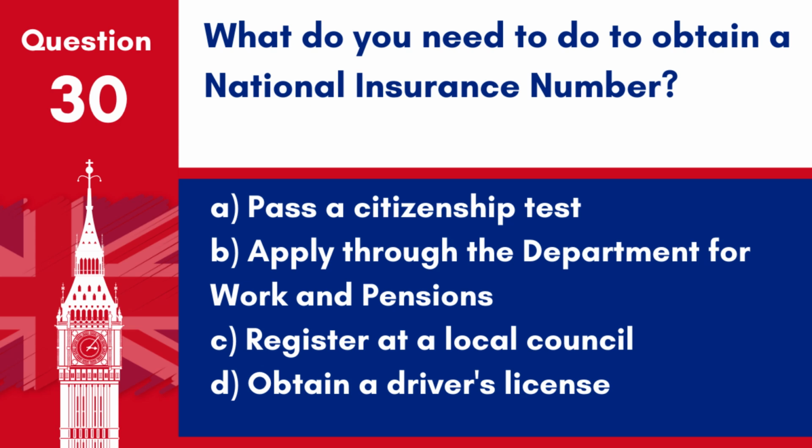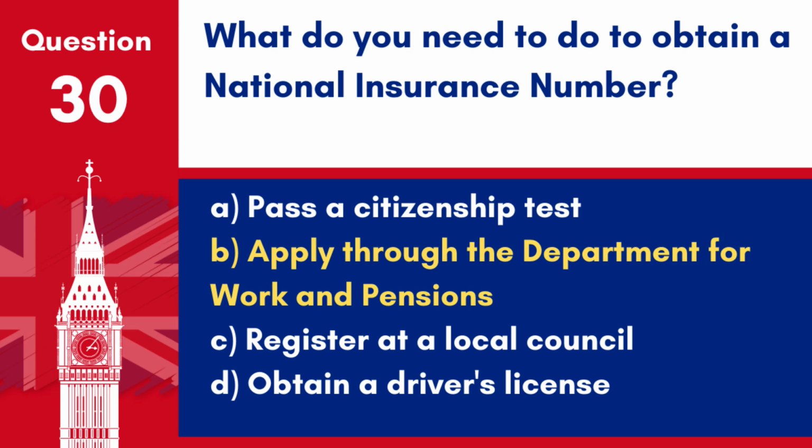Question 30. What do you need to do to obtain a national insurance number? A. Pass a citizenship test. B. Apply through the Department for Work and Pensions. C. Register at a local council. D. Obtain a driver's license. Answer B. Apply through the Department for Work and Pensions.